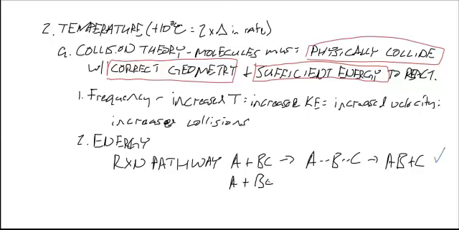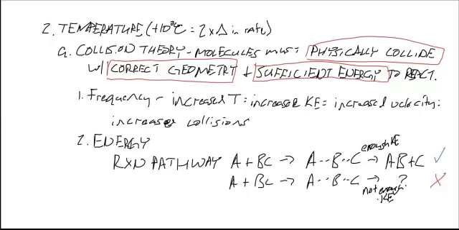Alright, and that happens. We can also say that A plus BC yields the same intermediate, A dash dash B dash dash C, and no reaction takes place. So sometimes we can react things and we get products. Other times we try to react things and we are just left with reactants. So what is the difference in these 2 things? The first one we would say has enough kinetic energy, and the second one obviously has not enough kinetic energy.